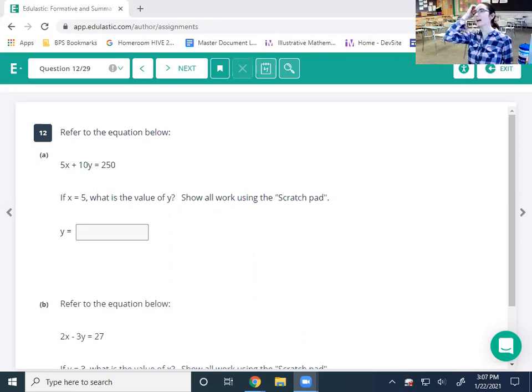Okay. So this guy actually isn't too bad if we look at number 12. It says refer to the equation below: 5x plus 10y is equal to 250. So if x is equal to 5, what is the value of y? Show all your work using the scratch pad or a separate piece of paper. So if I know that x is equal to 5, what can I do with that equation?